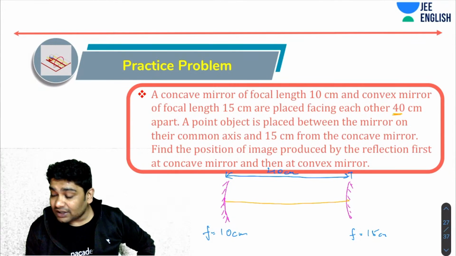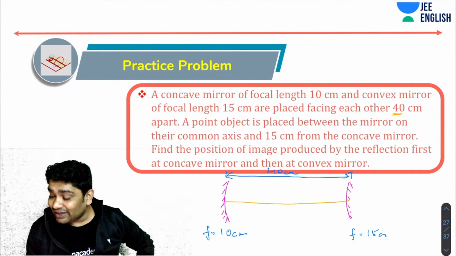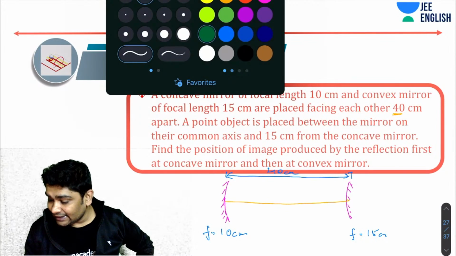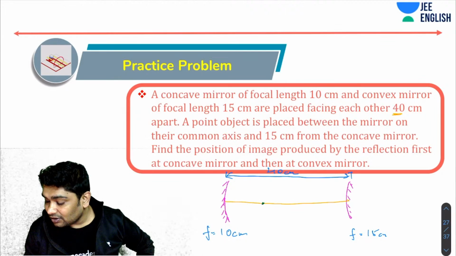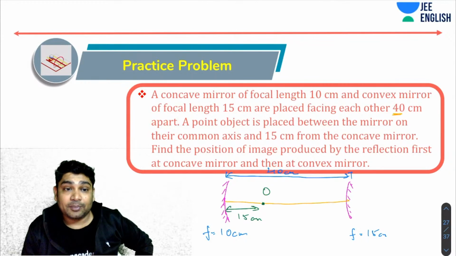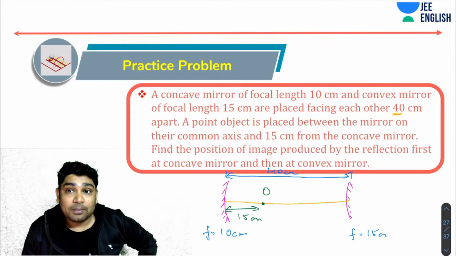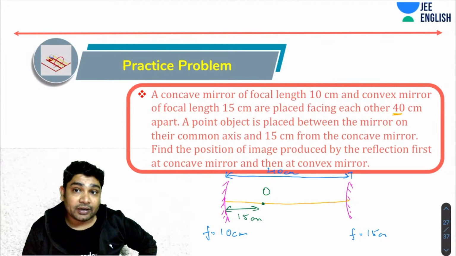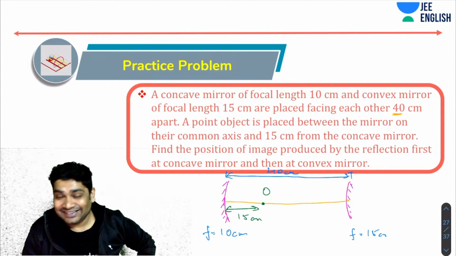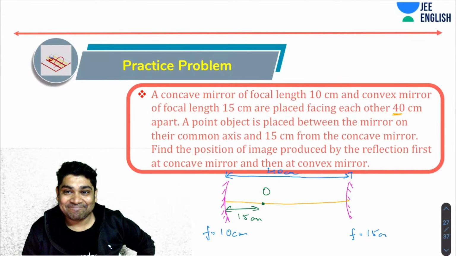Now, an object is placed on the common axis, 15 centimeters from the concave mirror. Here is where you're putting the object. You have to find the position of the image produced by reflection first from the concave mirror and then from the convex mirror. Okay, where do you think that image will be?